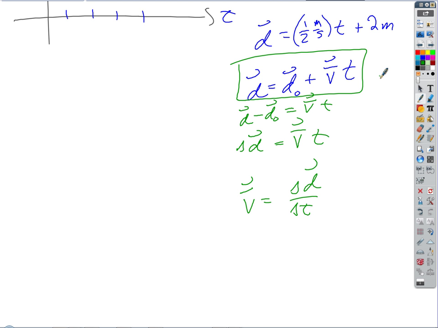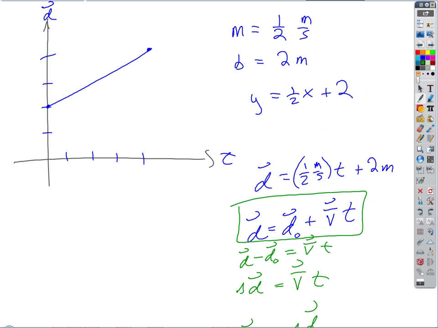Okay, what I want you to see here, though, is that this is just consistent with the graph, right? Okay. Make sense? All right, so let's try something a little trickier with this. What do you think it's going to look like?